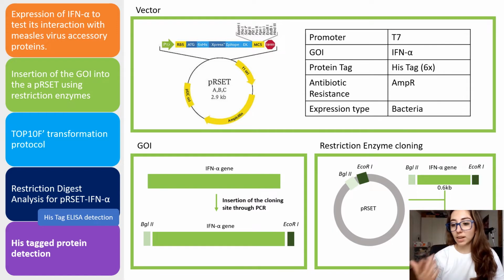To insert our gene of interest, we use restriction enzymes and the available sites in the multiple cloning site. It should be noted that when a gene is amplified through PCR, restriction sites should be added to the ends of the gene. Then the vector can be digested and ligated to the gene of interest.